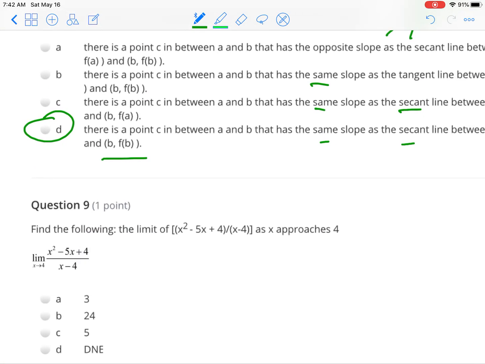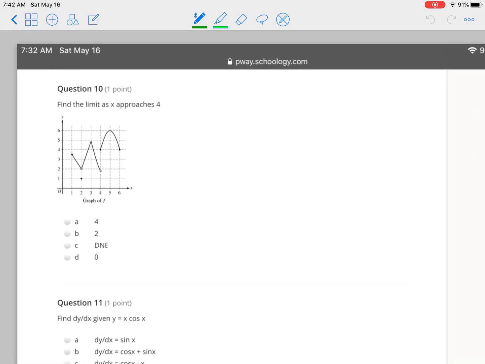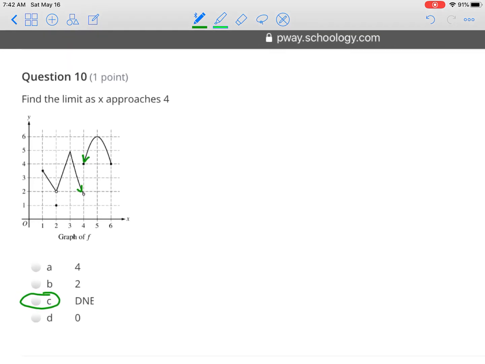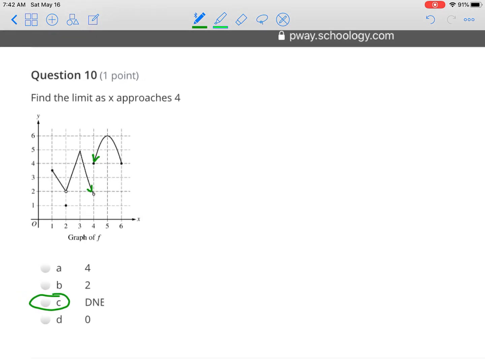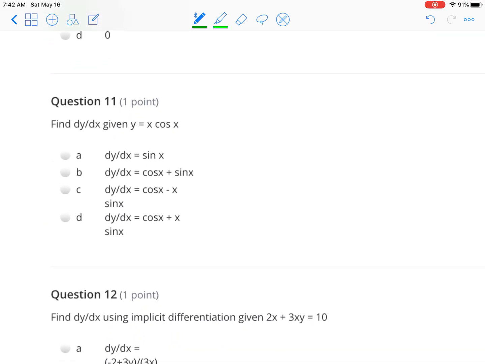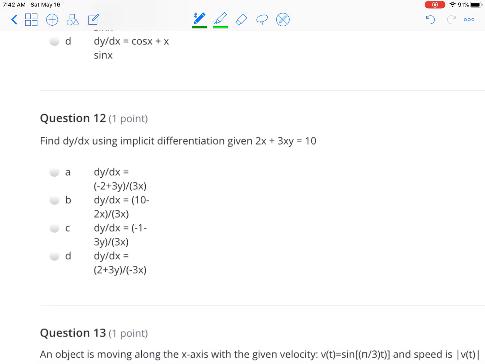Factoring and then plugging in the 4. This one actually some people did mess up. The limit at 4 from the left and the right are not the same, so you must say does not exist. Don't forget that. F of 4 is a plottable point, but the limit from the left and right do not equal each other, so the limit does not exist. Doing product rule here, most everybody got this one correct as well. The implicit didn't go too bad.